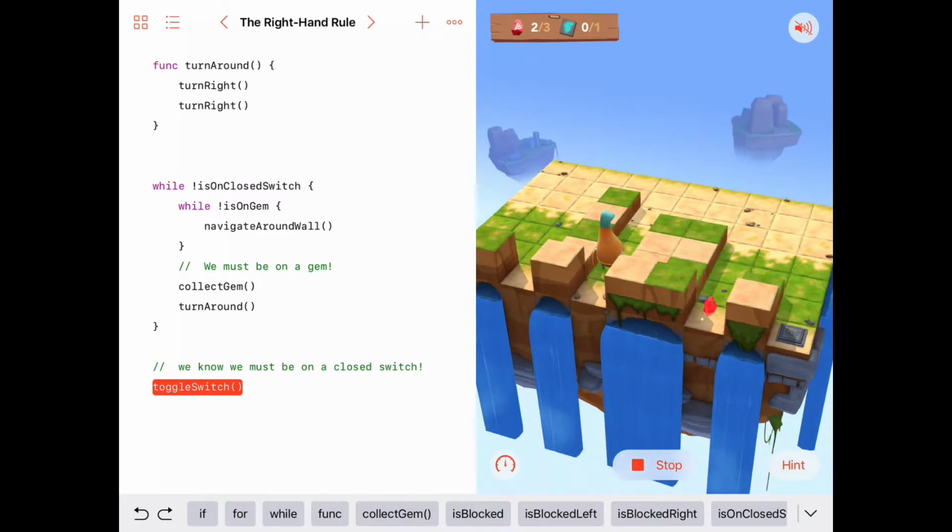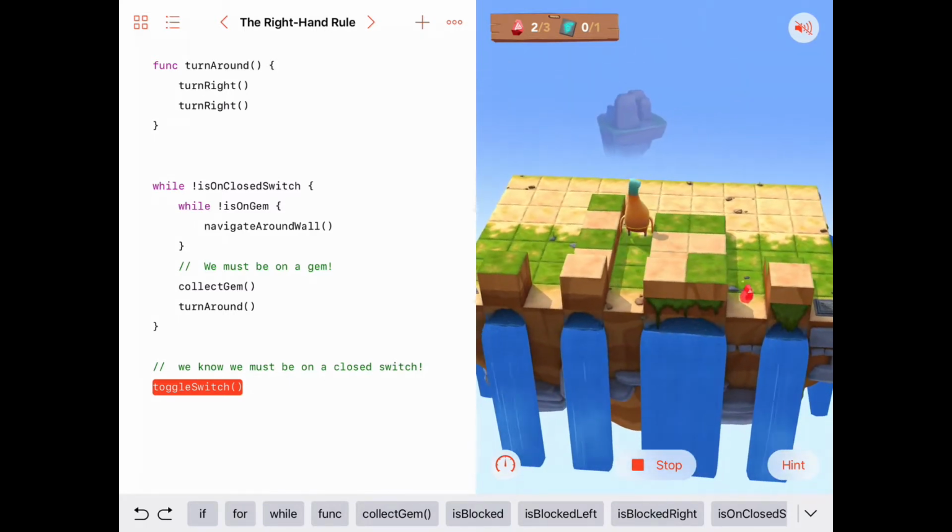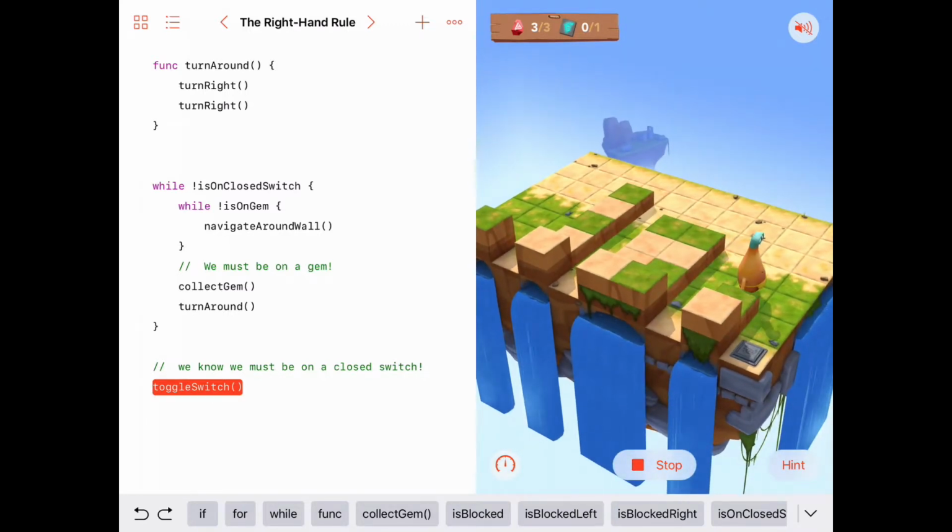Here's a wider wall. As soon as our right hand is not blocked anymore, we'll turn right, move forward, turn right, move forward. Keep our right hand against the wall as long as we're blocked to the right. We keep moving forward, then we collect a gem, the short one. Now this time when we come down here, we won't be on a gem.